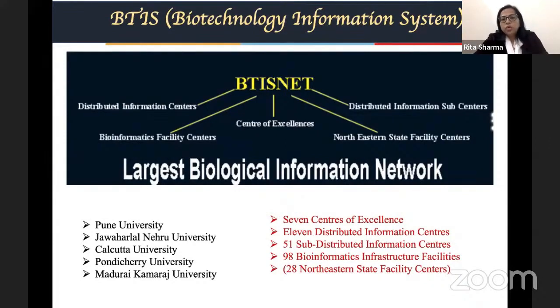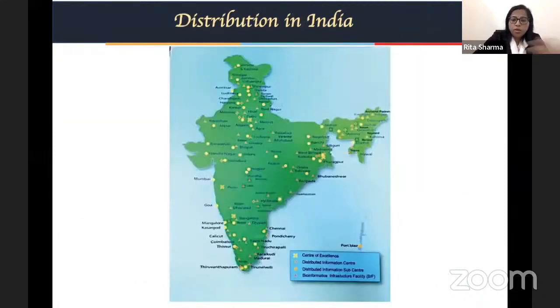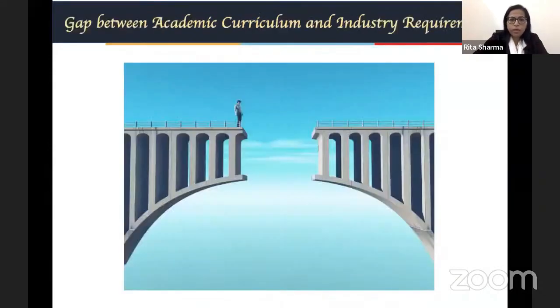And still those programs are very well designed to meet the needs. They're all uniformly distributed across the country so that students would have access to these centers wherever they are located. But in spite of all these bioinformatics resources and training centers, we still had the gap that students after completing these programs are not getting jobs in the industry. So what was that gap that has to be fulfilled between the academic curriculum and the industry requirements?